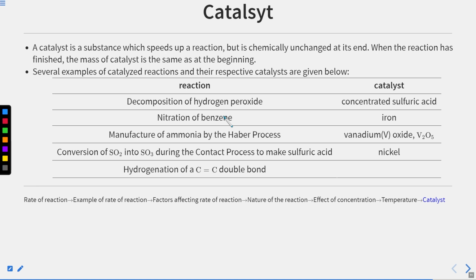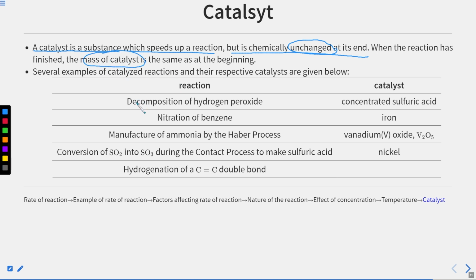So I have written the same thing here: what is a catalyst? A catalyst is a substance which speeds up a reaction but is chemically unchanged at its end. You can say it is not changed chemically at the end of the reaction. When the reaction has finished, the mass of catalyst is the same as at the beginning. Is this clear? It is very clear.